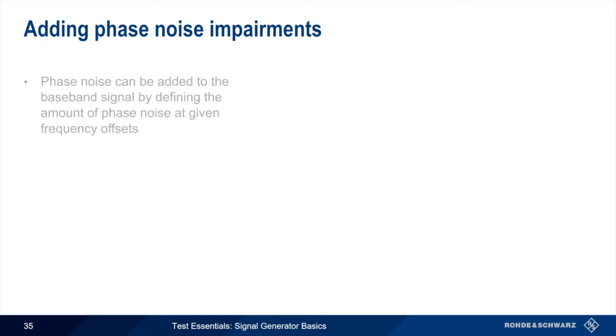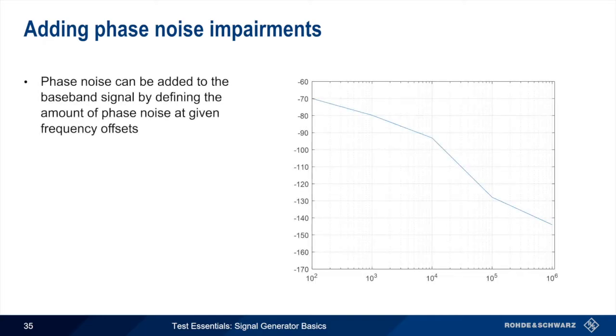A vector signal generator adds phase noise to the baseband signal by defining the amount of phase noise at given frequency offsets from the nominal carrier frequency. For example, we tell our generator to add minus 70 dB of phase noise at an offset of 100 Hz from the carrier, minus 93 dB at a 10 kHz offset, etc.